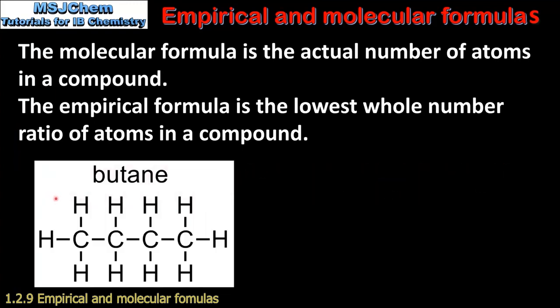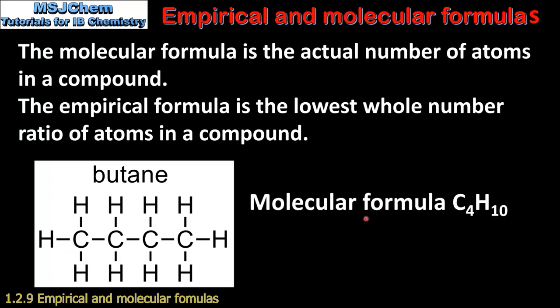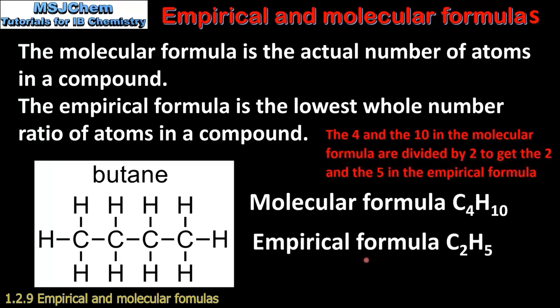Here we can see the structure of butane, which is an organic compound. One molecule of butane has 4 carbon atoms and 10 hydrogen atoms. So the molecular formula of butane is C4H10. This is because there are 4 carbon atoms and 10 hydrogen atoms in one molecule of butane. The empirical formula of butane is C2H5. This is the lowest whole number ratio of atoms in the compound.